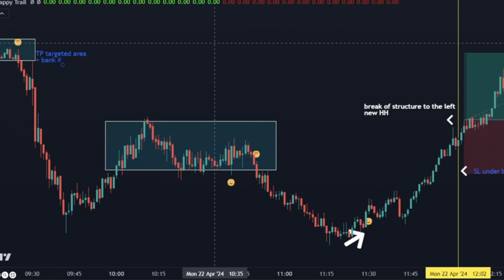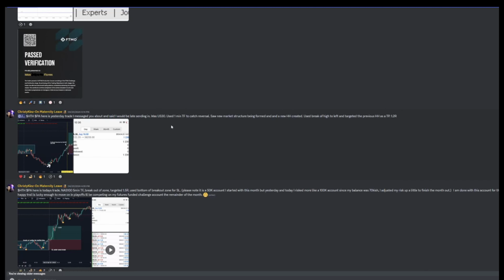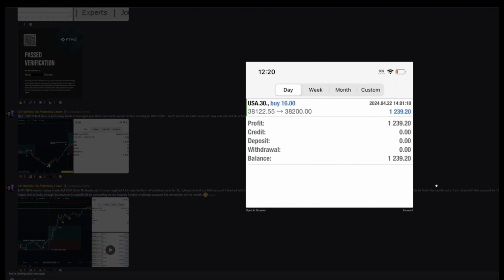I thought it seemed like a good place for the banks to maybe want to target. Plus, it also happened to be a level that I know I had used to the left already earlier in the week, so I was comfortable targeting that area. That ended up being slightly under a 1.5, I believe. So it was like a 1.2 reward. Not the biggest reward trade.